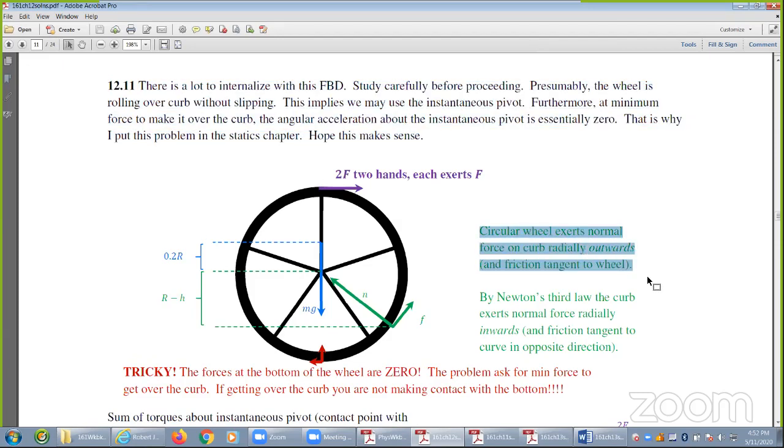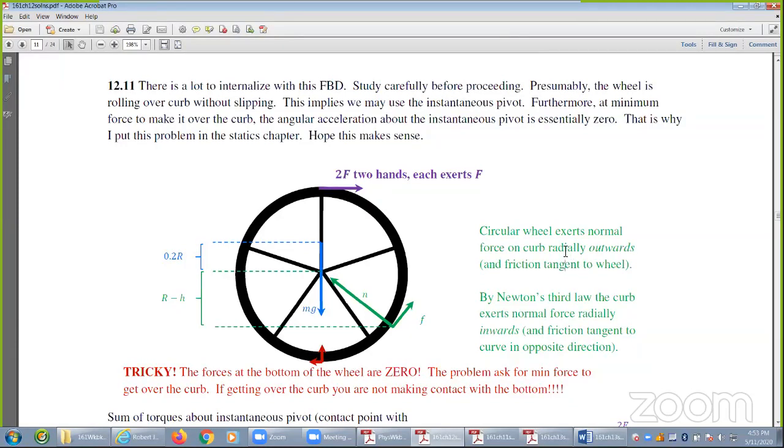This is interesting. Okay, there's going to be friction relative tangent to the curve, and there's going to be a normal force pointing radially inwards. So notice this does look slightly different than the diagram I drew. Remember that if you're dealing with a circular object, it exerts a normal force radially outwards on other objects. By Newton's third law, the curb then must exert a normal force radially inwards.